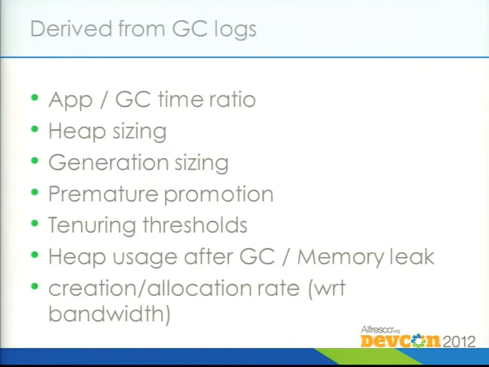What you can derive from the GC log is how much time am I spending in the GC with regards to my application. Is my heap sizing properly configured? Do I have a proper generation sizing? Do I have premature promotion, meaning some objects are going to the old generation, and if we had waited a bit longer, they would have died in the young generation, which is better because the cost of collection in the young generation is very small compared to the old generation.